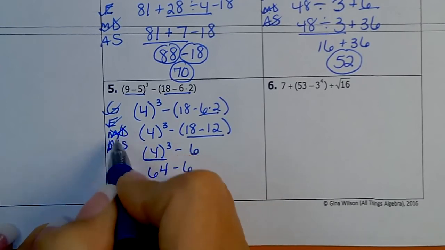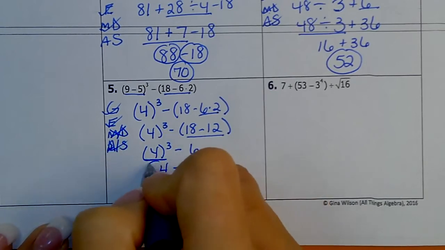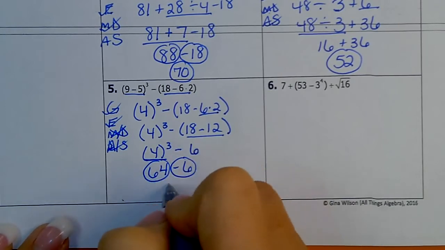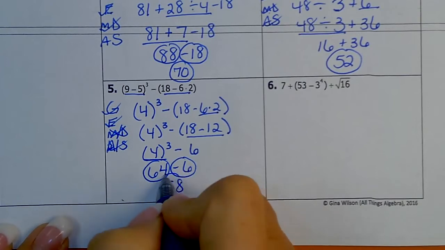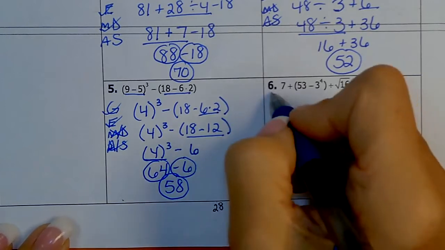I don't need to multiply or divide, but now I need to add or subtract. So these are my two integers. They're different signs, so I need to find the difference. And 64 is greater absolute value, so my answer is positive. Number 6.